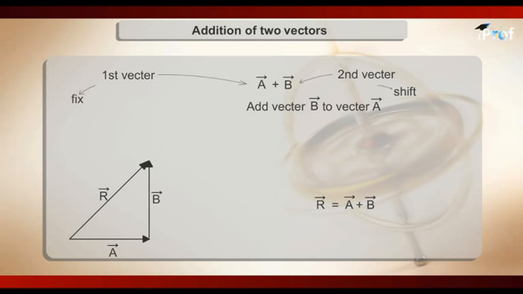One important thing about vector addition is that vector addition obeys the commutative law. Means what? Vector A plus vector B remains equal to vector B plus vector A. So, while adding two vectors, either you can shift the second vector or you can shift the first vector. It doesn't matter because vector addition obeys the commutative law.